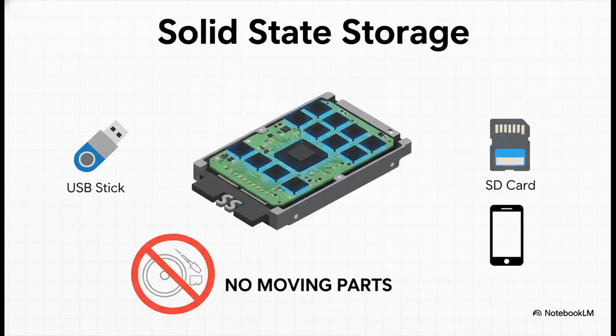And finally, we have the modern champion, solid-state storage. Now, if you remember one thing about this, make it this: there are no moving parts. None. Instead of spinning disks and moving arms, it uses something called flash memory. It's basically like a giant lightning-fast USB stick. This is the tech you find in solid-state drives or SSDs, and of course in your USB sticks and SD cards.